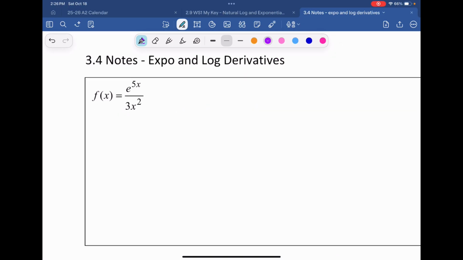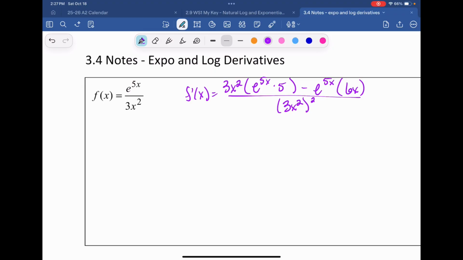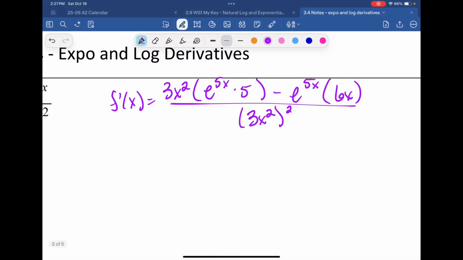Moving on, we've got quotient rule. So low, d high, so e to the 5x times 5, minus high, d low, all over low, low. Okay, so what have I got? I can do 15x squared, e to the 5x, minus 6x, e to the 5x, over 9x to the 4th.